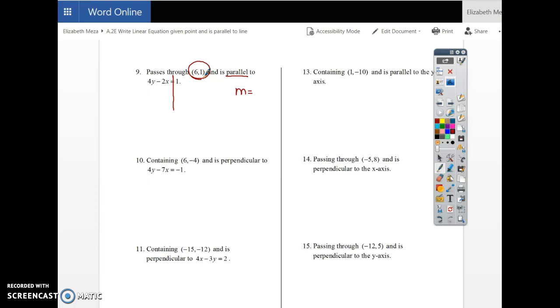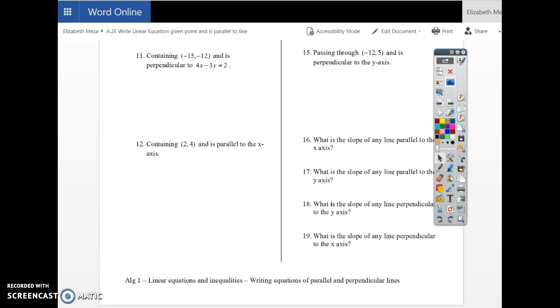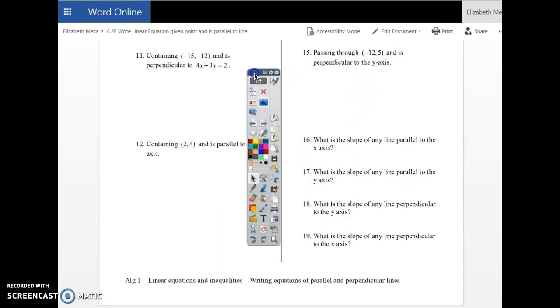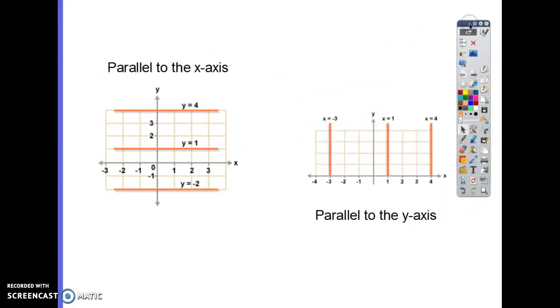Okay, let's go to the last ones. I'm going to show you how to do 16, 17, 18, and 19. But with that, I have to show you the notes. So here we go. And if you need to write these down, you can. If not, we'll just go back and forth on them.